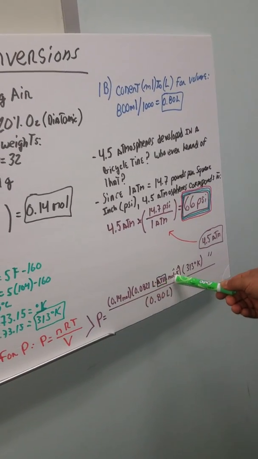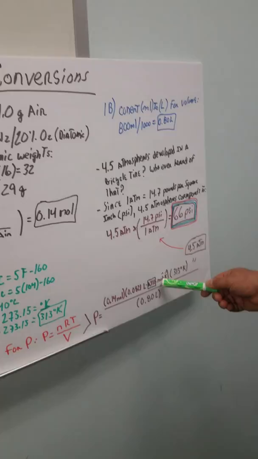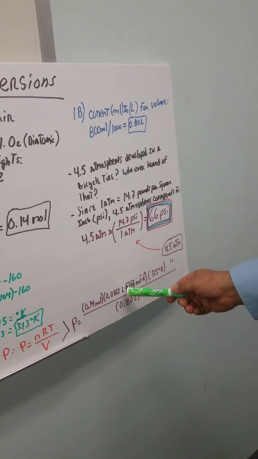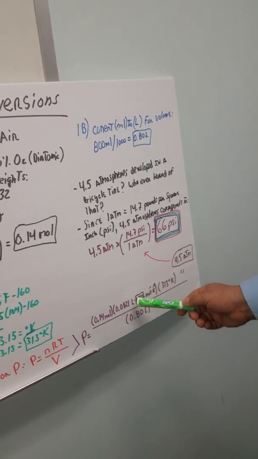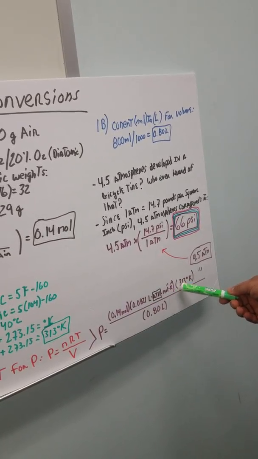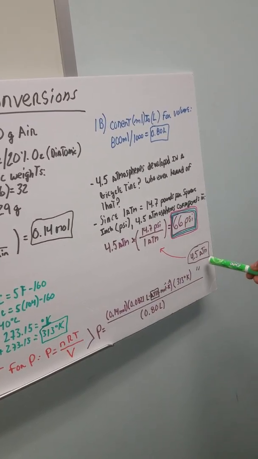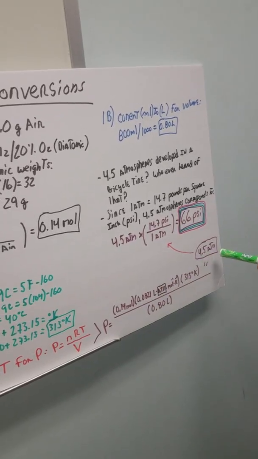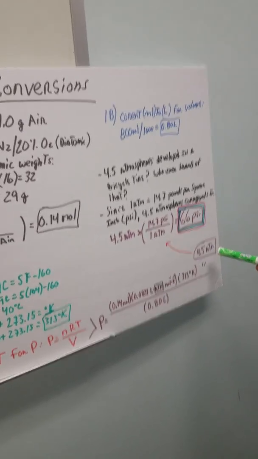How do we come up with those units? The moles cancel. Up here we have an inverse mole, a regular mole here. The liters cancel, numerator, denominator. The Kelvins cancel, inverse Kelvin, Kelvin here. That leaves us with atmospheres. Pressure, we're looking for that, 4.5 atmospheres.